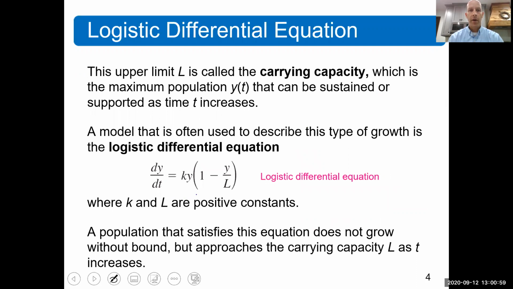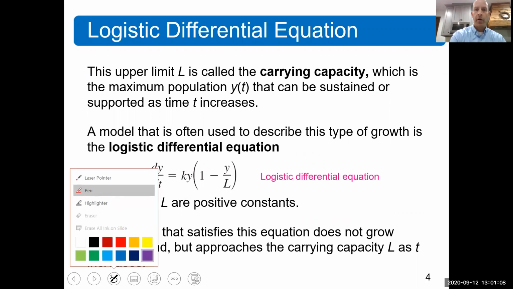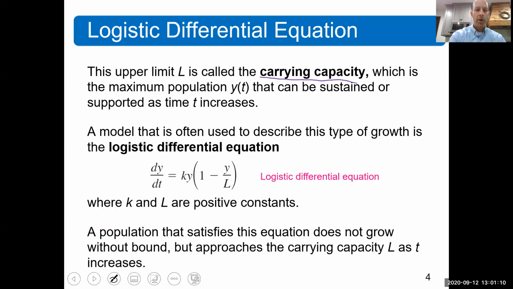So another model, which is the topic of today's lesson, is the logistic model. This has an upper limit called the carrying capacity, which I hope you're familiar with from one of your science classes, maybe biology. This is the maximum population that can be sustained or supported at some time t as t increases. The model for this is based on this differential equation here.